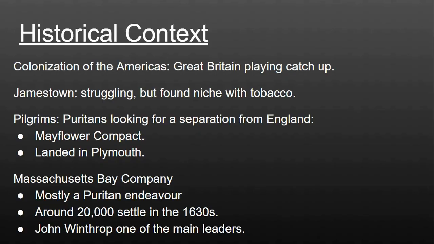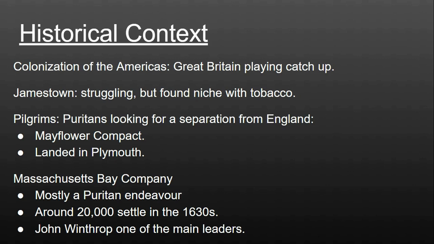The colonization of the Americas had been going on for quite some time, and by the 1630s, Great Britain was playing catch-up to the other major European powers like Spain. While Great Britain was working on establishing colonies in the Caribbean, they also had their eye on the mainland. There were several failed attempts at colonies. However, the fledgling Jamestown colony was hanging on and found a niche in the cash crop tobacco.